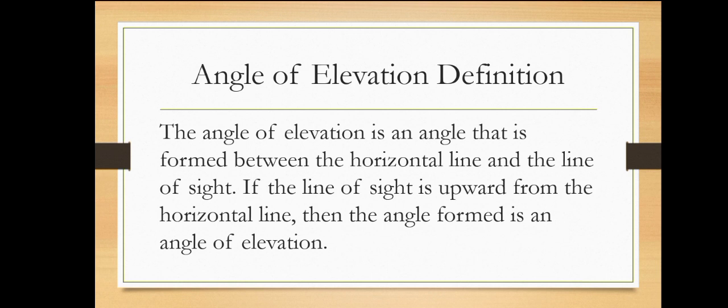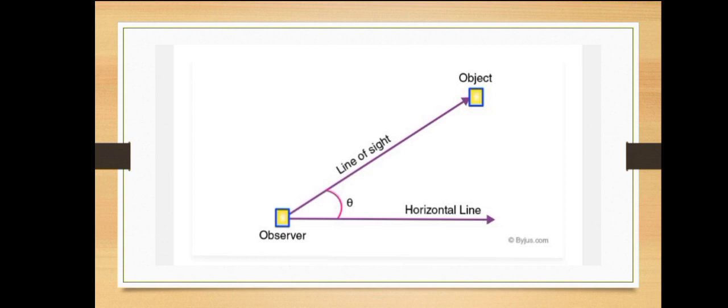Angle of elevation definition. The angle of elevation is an angle that is formed between the horizontal line and the line of sight. If the line of sight is upward from the horizontal line, then the angle formed is an angle of elevation. So it is an example of angle of elevation. The observer and the object. The horizontal line in the distance and the line of sight of the eye and the object.